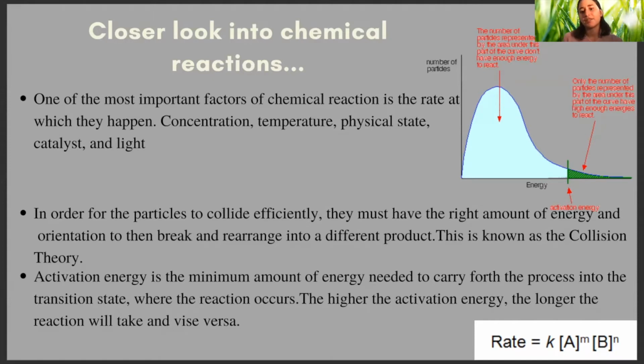The collision theory states that particles need to have the exact amount of energy in order to collide successfully and create a different product. Activation energy is the minimum amount of energy that it needs to carry this process into the transition state where the actual reaction happens. The higher the activation energy, the longer the reaction will take. And the lower the activation energy, the less time the reaction will take. As we can see in this graph, not a lot of particles actually get to the amount of activation energy that they need in order to go through the reaction process.